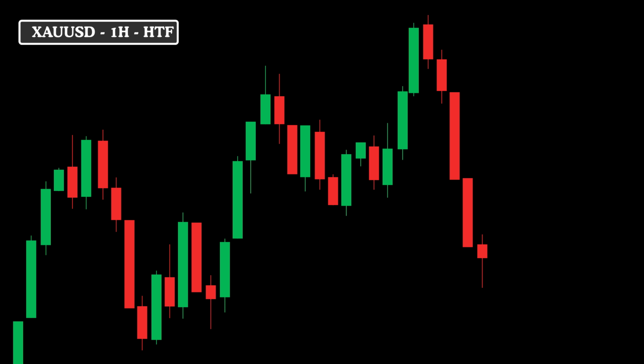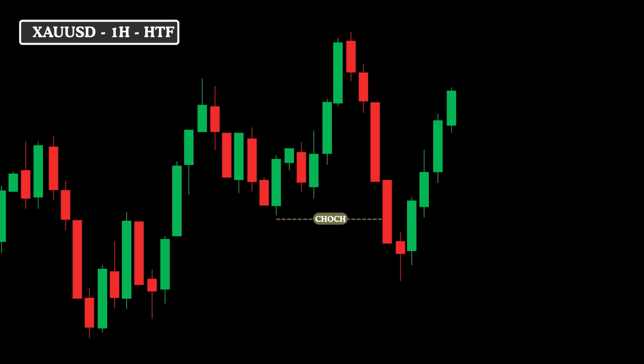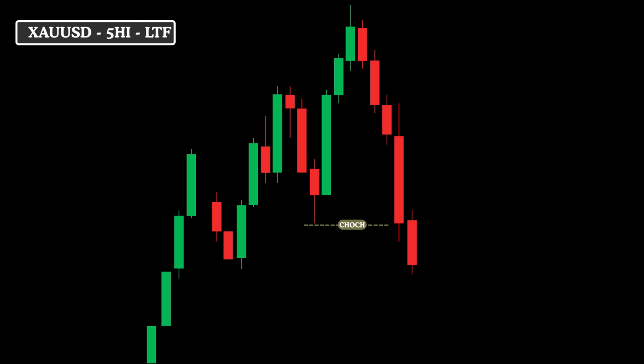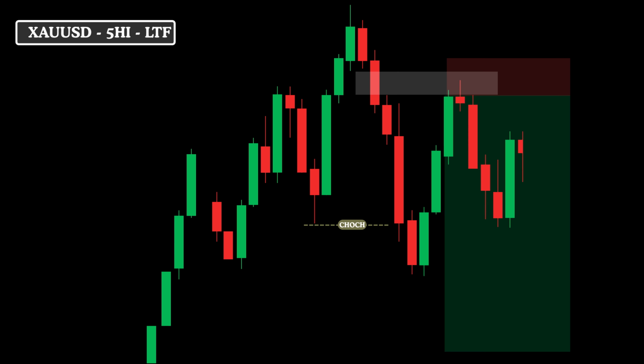This is a 1-hour gold chart. Here, the market has broken a previous swing low and clearly shifted character. This means the direction has flipped from bullish to bearish. We will now look for a fair value gap within the premium zone. Then, we switch to a lower time frame to verify the change of character, we identify the fair value gap and enter there. The stop loss will be at the low of that fair value gap and the target will be the swing high.